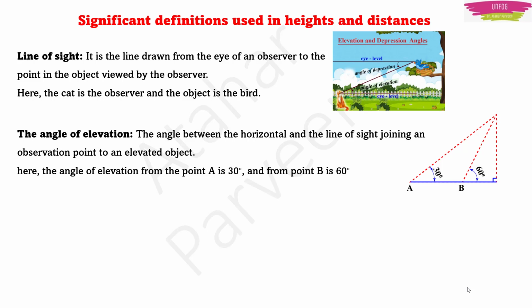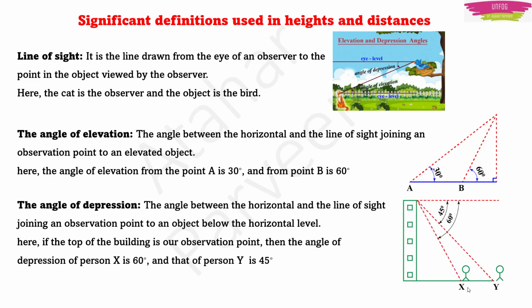Basically, elevation means towards upright. So if you are seeing at the top, then whatever angle is made between you and the top point is the angle of elevation.